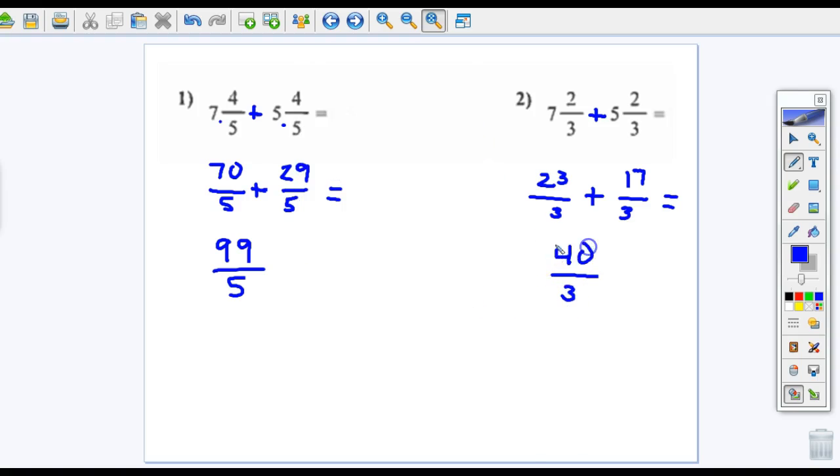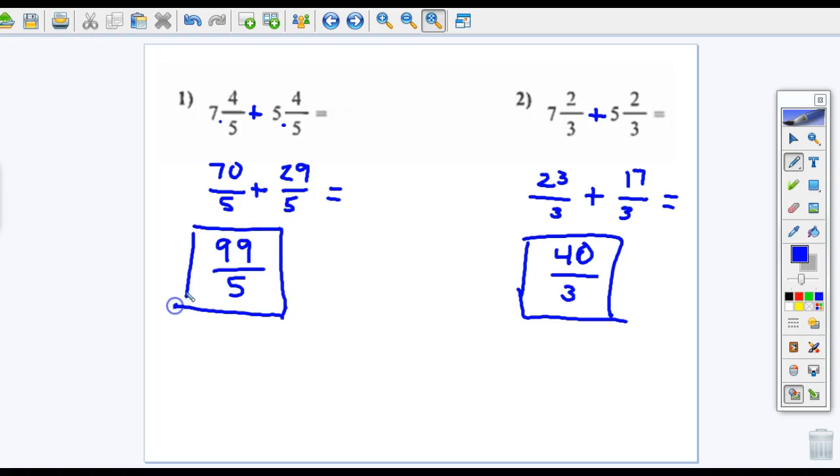And again, I want you to leave it in the form of an improper fraction for now. We'll work on how to change that back into a mixed number later. For now, leave it as an improper fraction.